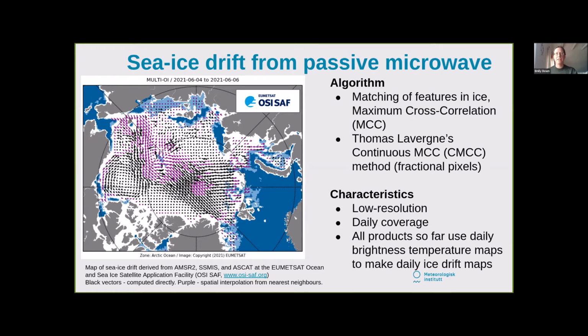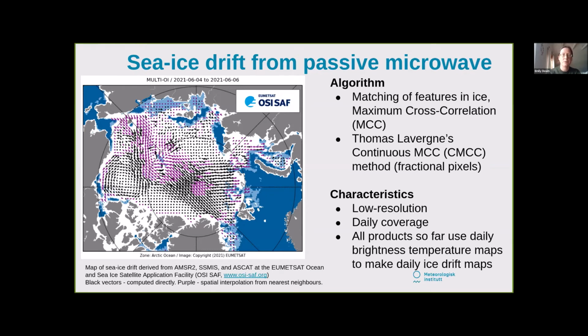So this map here is OSISAF's low-resolution sea ice drift product from passive microwave data. And the algorithm that's used here is Thomas Lavergne's algorithm, which is continuous maximum cross-correlation. So it uses fractional pixels rather than whole pixels to remove some of the quantization noise.